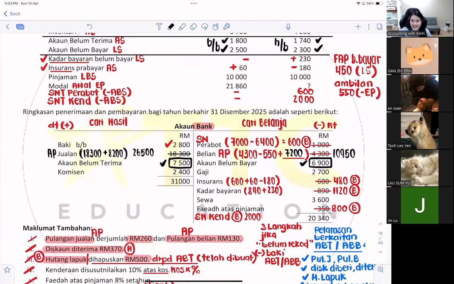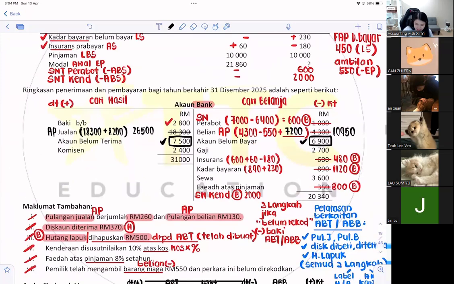If you do, okay, then we are done with the process already. So what's left is only some labeling. Example, commission is a hasil. Gaji and sewa not changed at all, so they are just normal belanja.